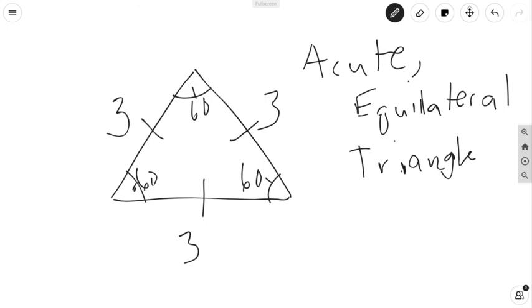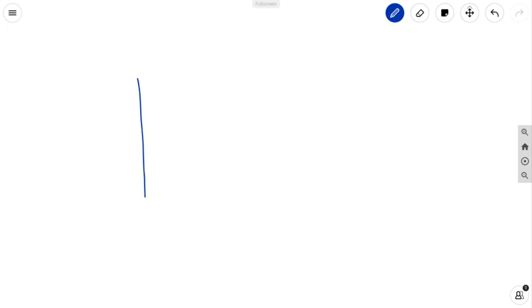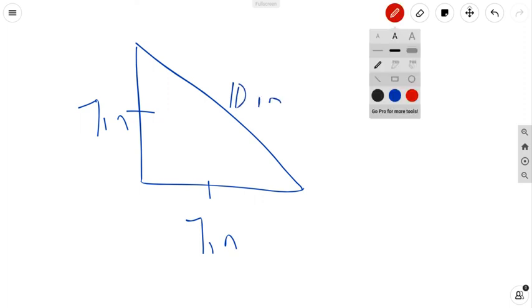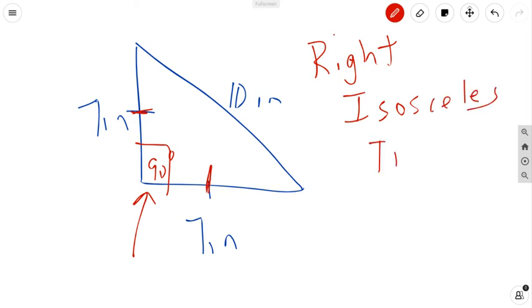And just because we could do one more, it's kind of a cool one that pops up from time to time. So let's say that we have this guy. I'm just going to draw him a little bit nicer. Let's say this guy tells you that two sides are the same. Let's say these are both 7 inches. And this is 10 inches. But we also know that it has that box, which means this is 90 degrees. So we're going to call this a right. And we start to think, okay, well, what about the sides? Well, two of the sides are the same. So we can call this a right isosceles triangle. A right isosceles triangle.